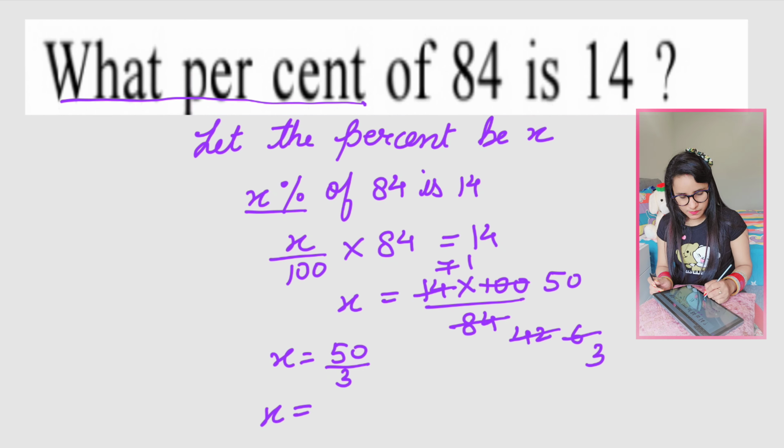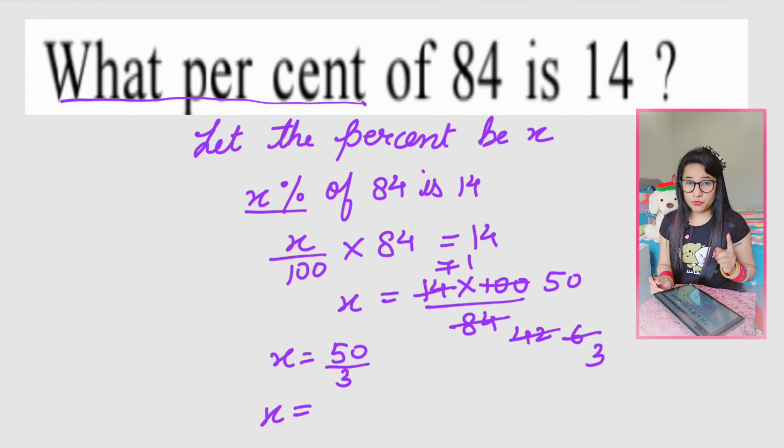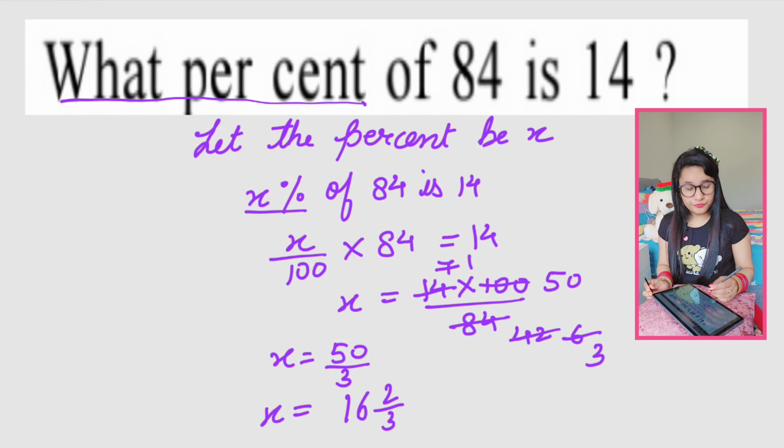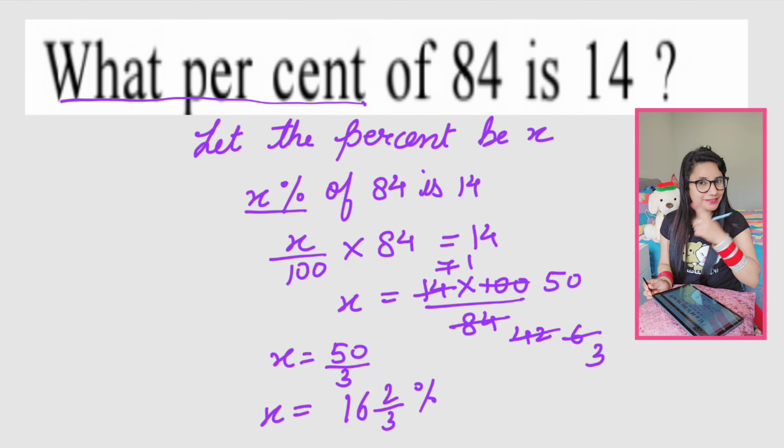So this will become x is equal to, converting it into a mixed fraction. I hope you know that. Otherwise, I'll make a video if you don't. So comment below if you know how to convert an improper fraction into a mixed fraction or not. So this will become 16 2 by 3. And don't forget the percentage sign. Now you'll get the full marks.